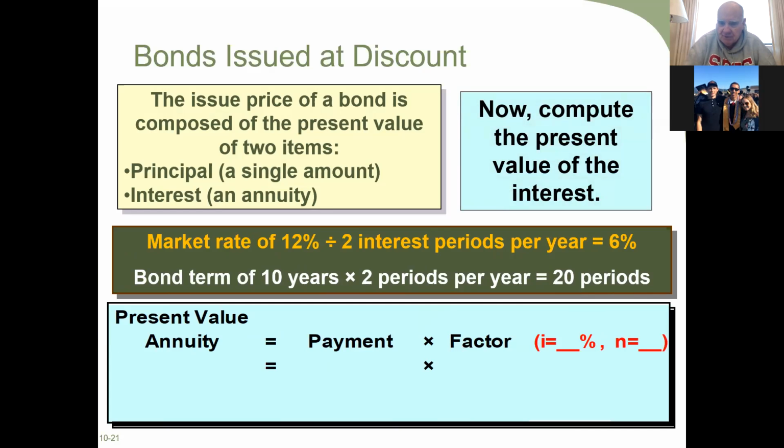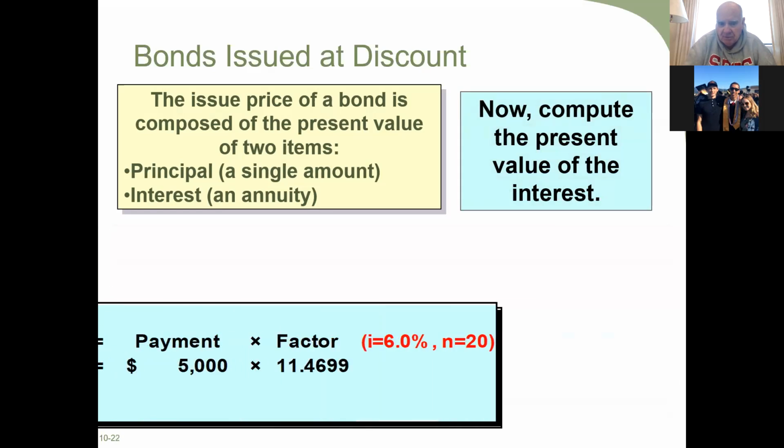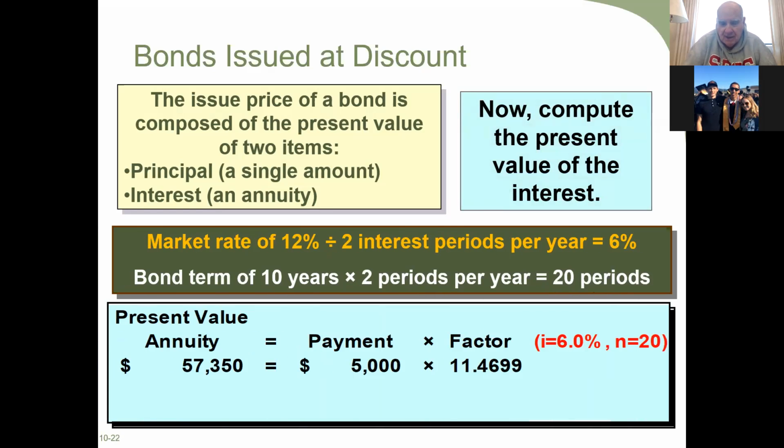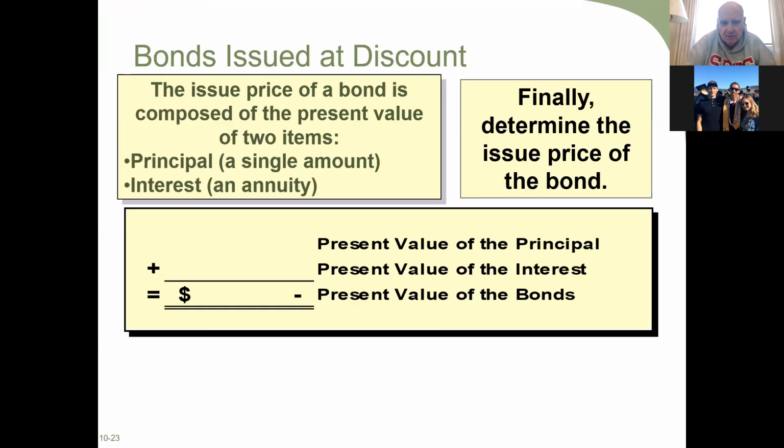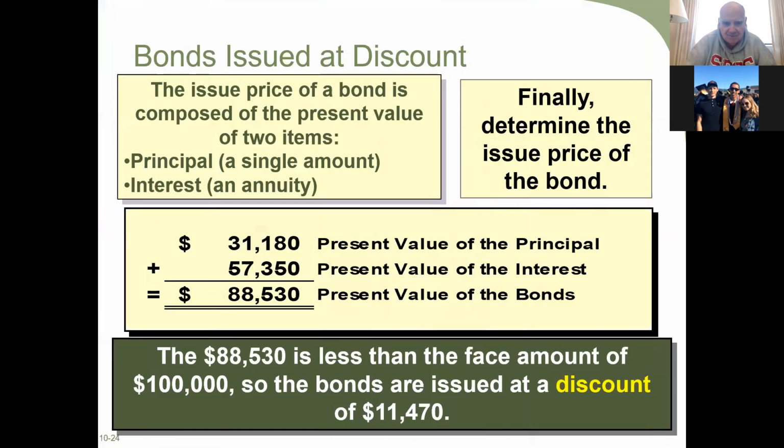Now we got to do the same thing, 20 periods, 6% per period. Your annuity amount is 5,000, right, Daniel? Right. It was 10,000 a year, twice a year, 5,000. The conversion is 11.4699 if you go to your table. So that portion is 57,350. What are we going to do with those two numbers? You add them together. Exactly.